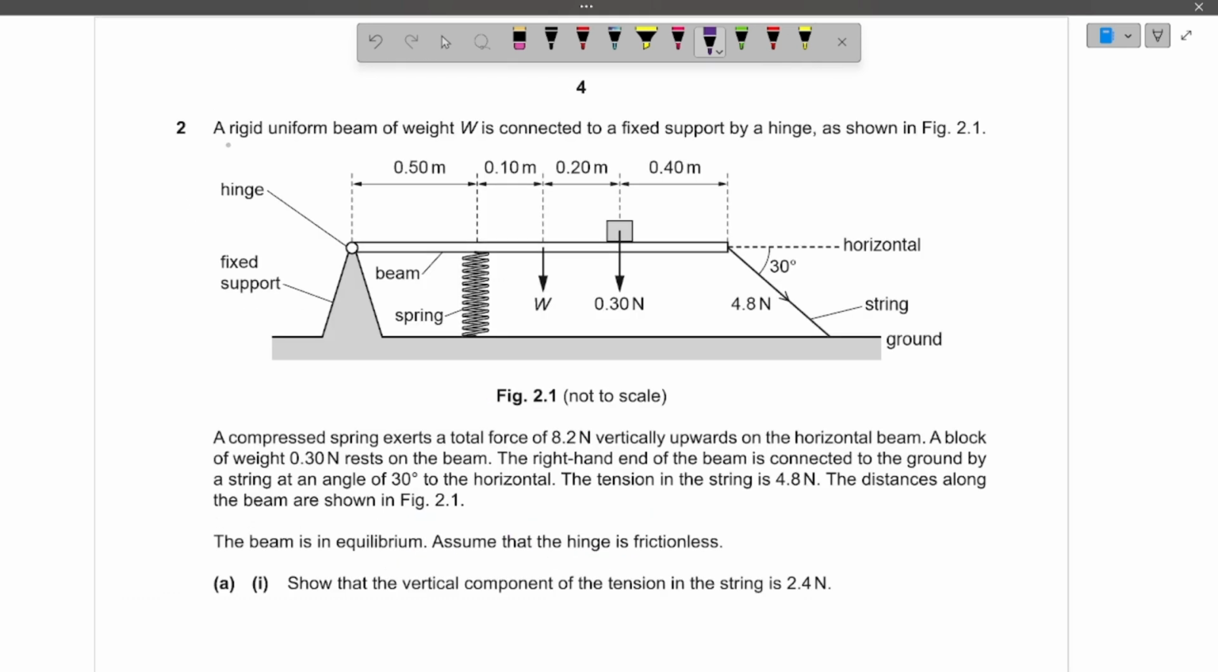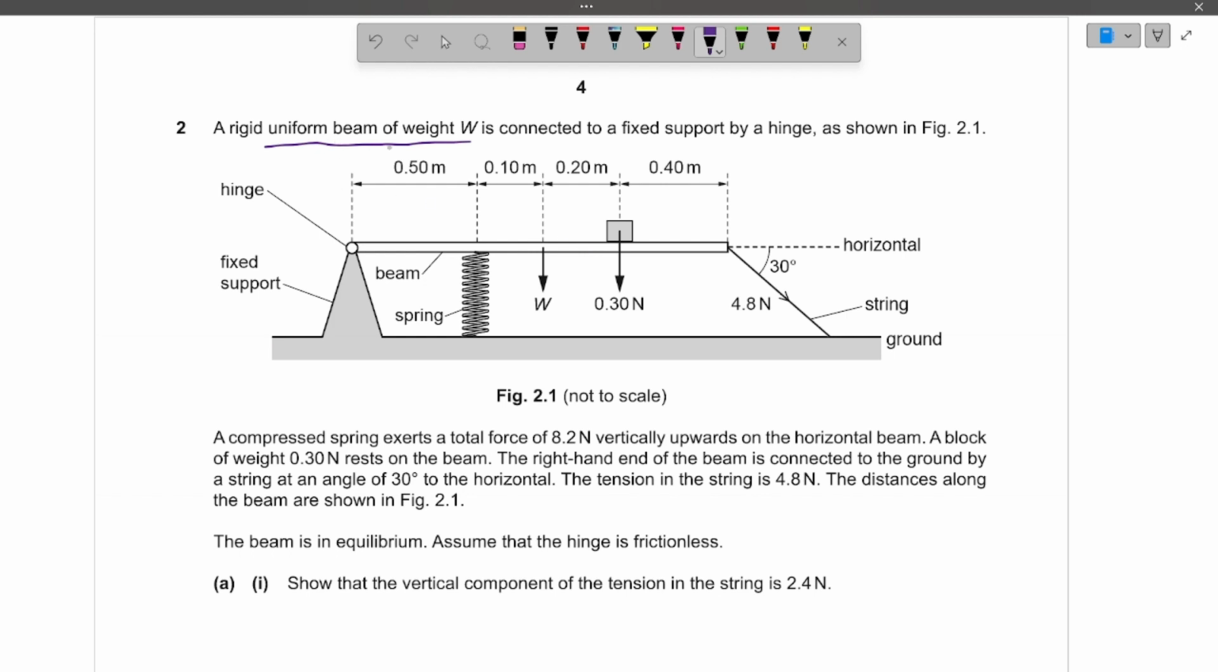Second question is, a rigid uniform beam of weight W. If you come across the term uniform, it means this beam has a uniform distribution of mass, so the center of gravity would be at the center of its length. If it is 50 centimeters, the center of gravity, or the weight, will be acting at 25 centimeters.